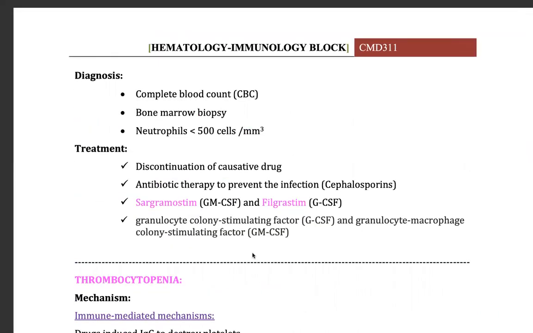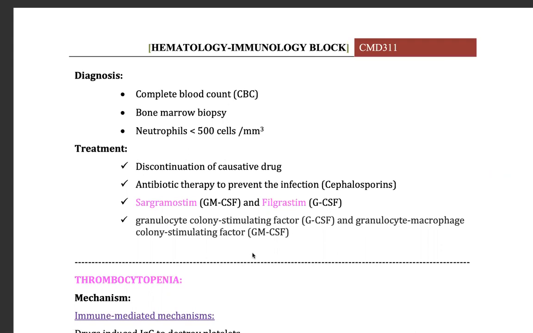How can we diagnose this neutropenia? Complete blood count, bone marrow biopsy, and if the neutrophil count is less than 500 cells per cubic millimeter. What is the treatment for the neutropenia or agranulocytosis, which is caused by the drugs? The first one is discontinuation of the causative drug, the most important. Second one is, here we need antibiotic therapy to prevent the infections.